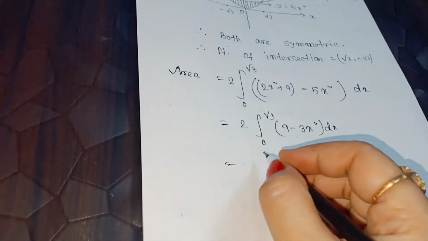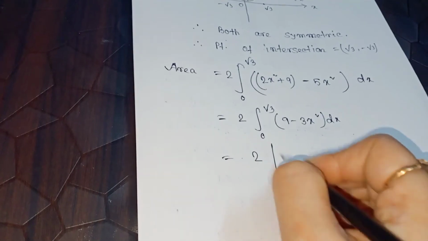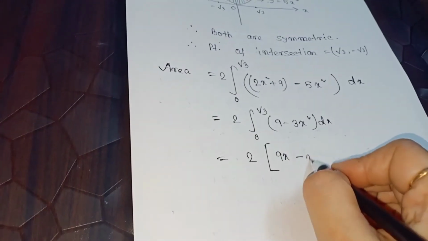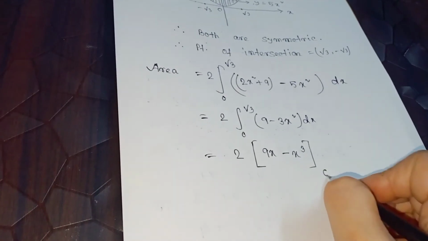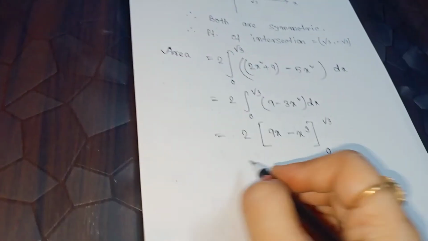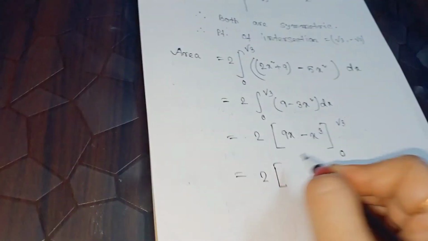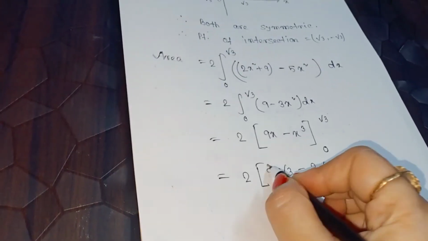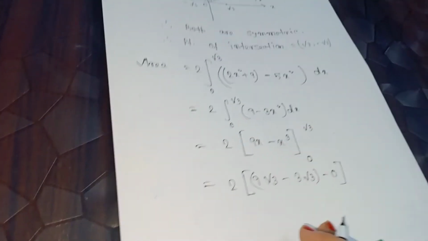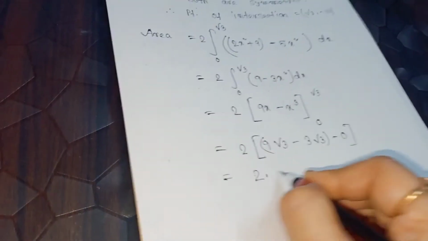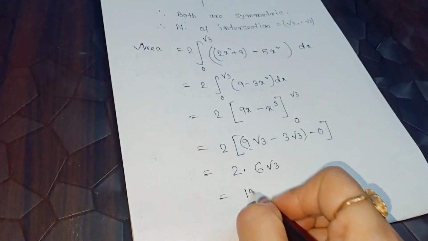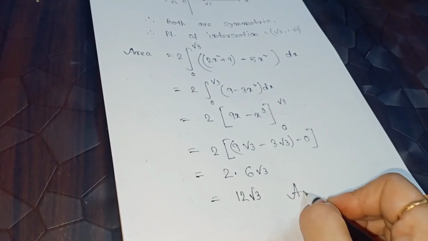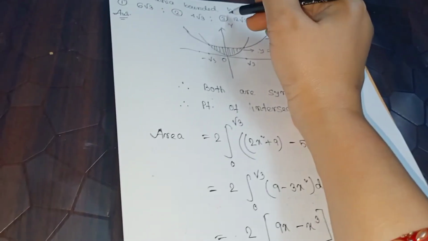So that is equal to 2 integrating this, here we get 9x minus x cube, within the limit 0 to root 3. That is equal to 2 into 9 root 3 minus 3 root 3, and it is 0. So here we get 2 into 6 root 3, which is equal to 12 root 3. So this is our required answer, 12 root 3, and our option 3 is our correct choice.